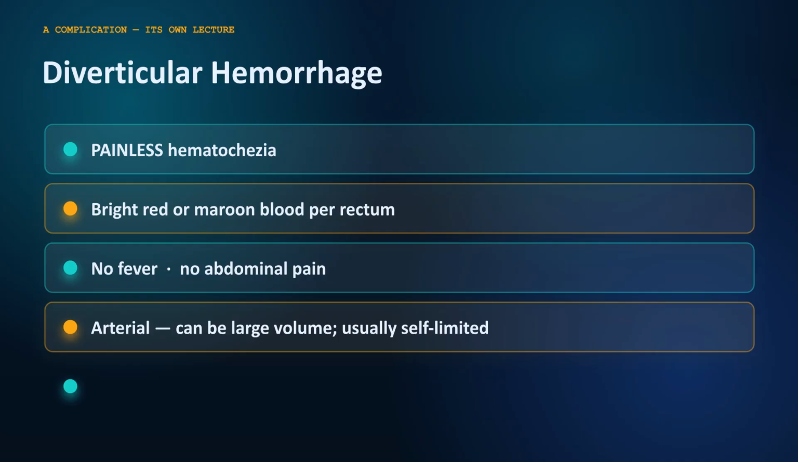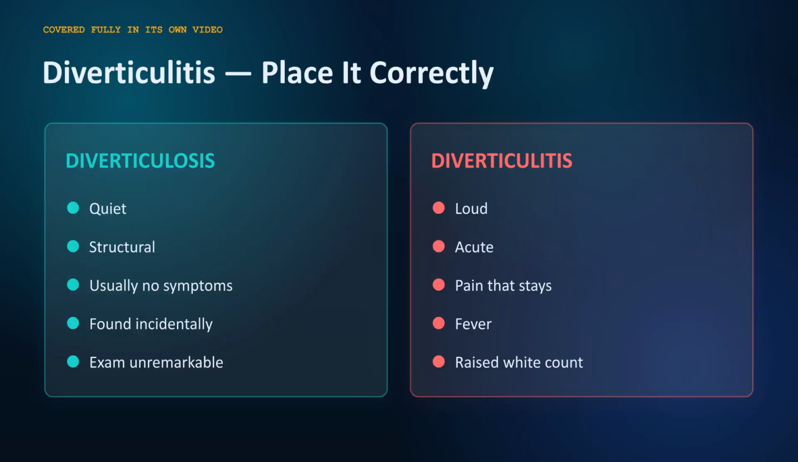Here is the twist. Although most diverticula are left-sided, a disproportionate share of the bleeding comes from the right colon, and the other complication is diverticulitis, which we cover fully in its own video. For today, just place it correctly on the map.